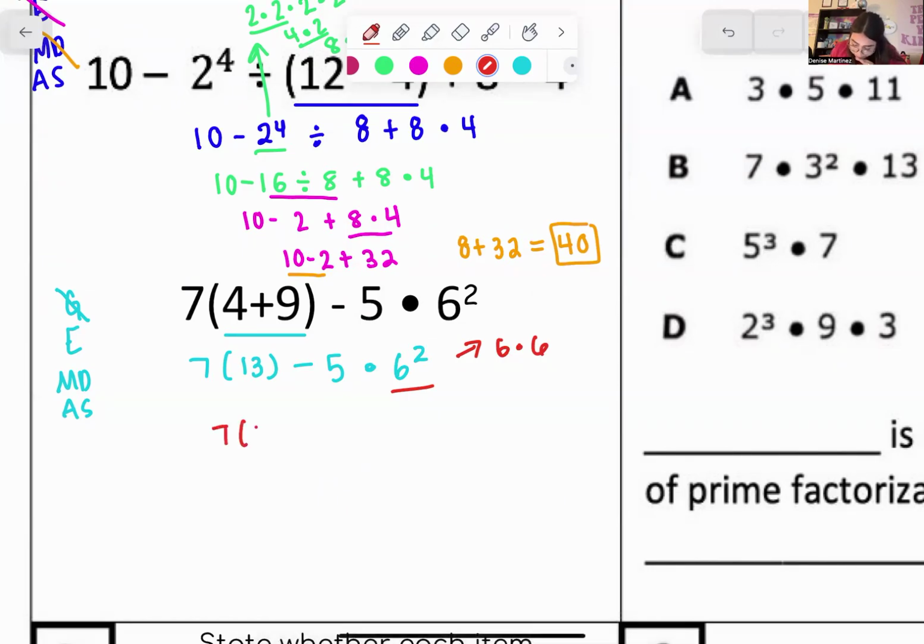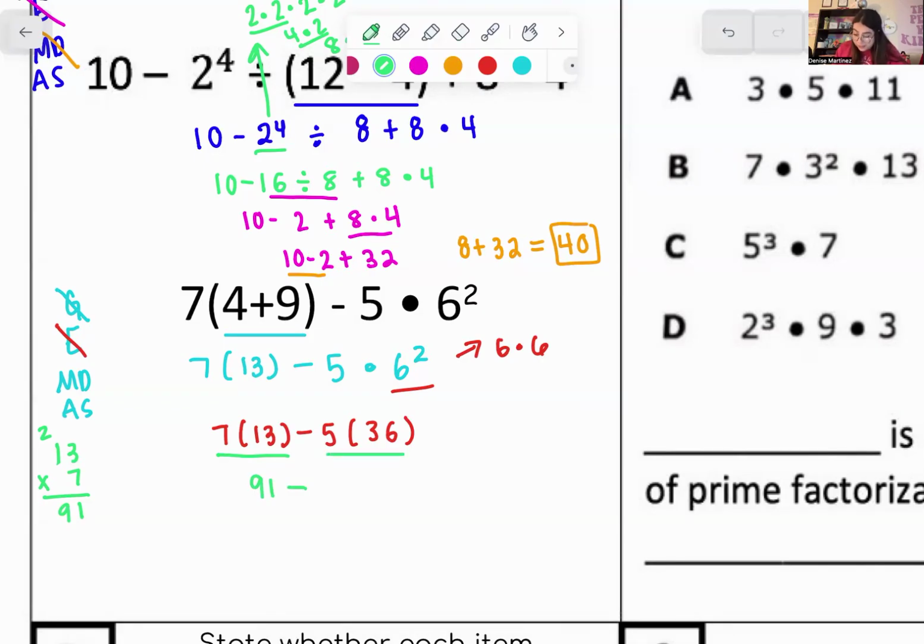So 7 times 13 minus 5 times 36. I'm done with exponents. I do have multiplication. I see 7 times 13. So 13 times 7. 7 times 3 is 21. Carry the 2. 7 times 1 is 7, but I add 2, so that's 9. 91 minus, let's go ahead and do 36 times 5.